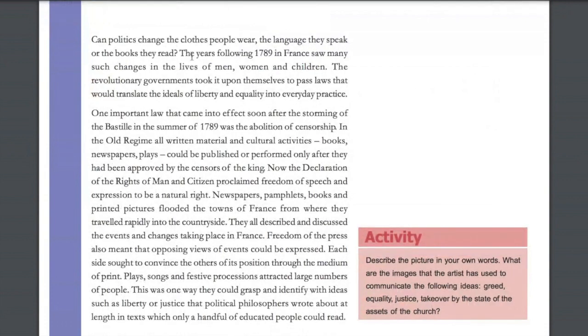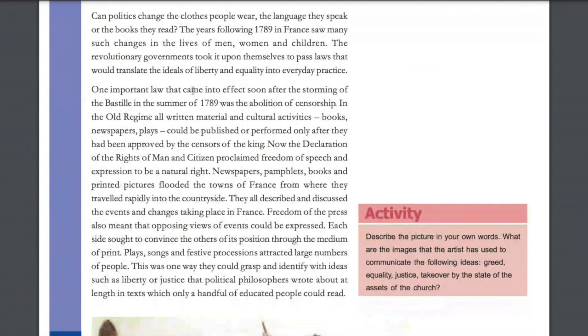The revolution and everyday life. Can politics change the clothes we wear, the language we speak, or the books we read? The years following 1789 in France saw many such changes in the lives of men, women, and children. The revolutionary governments took it upon themselves to pass laws that would translate the ideals of liberty and equality into everyday practice. One important law that came into effect soon after the storming of the Bastille in the summer of 1789 was the abolition of censorship.